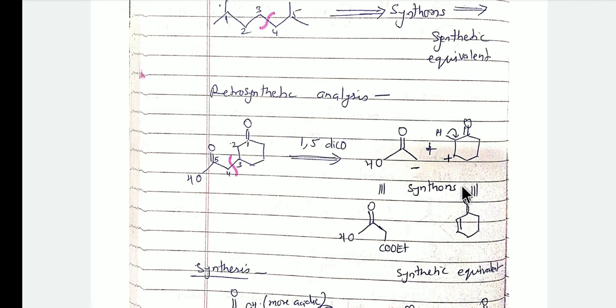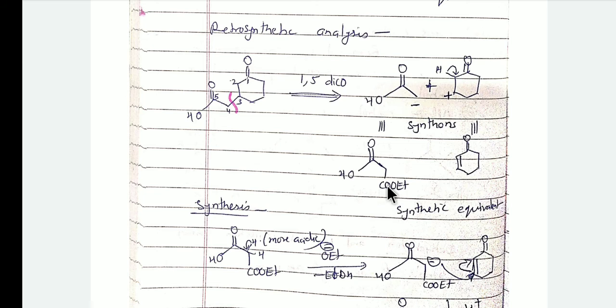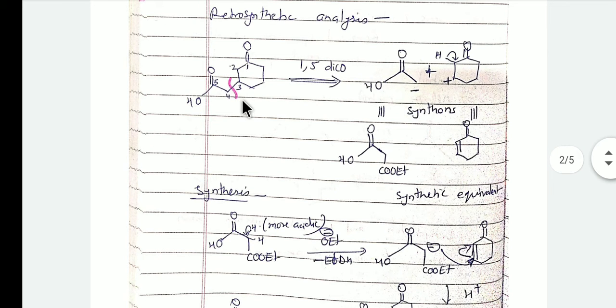So we get this type of synthetic equivalent for this synthon, and for the generation of this synthon we employ a compound of this type, with the C minus carbon atom. So here we employ the COOEt group attached to CH2. So this compound is the synthetic equivalent for the generation of this negative synthon. So by adding these two synthetic equivalents we get our target molecule easily. Now what is the mechanism for getting this target molecule?